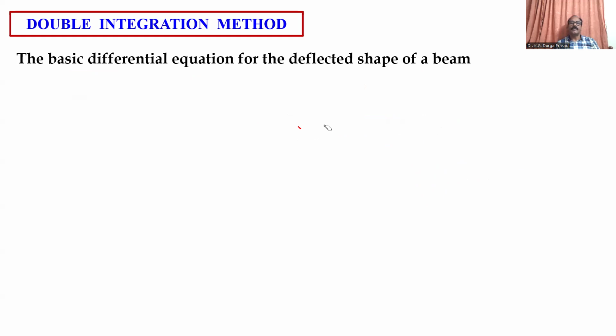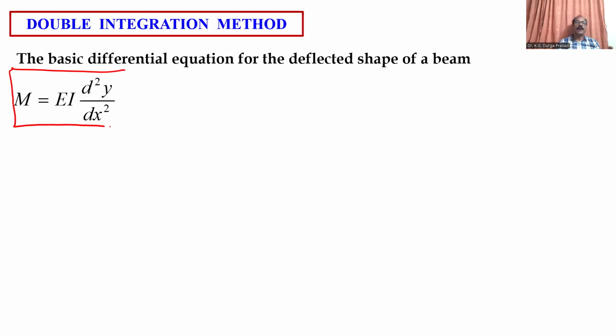That is M equal to EI into d square y by dx square. This is the differential equation of the elastic curve, or differential equation for the deflected shape of the beam, right? M equal to EI into d square y by dx square. Here, what is that M? Bending moment at the section. E is the Young's modulus of the material of the beam. I is the moment of inertia with respect to the neutral axis. Y is the deflection, right?